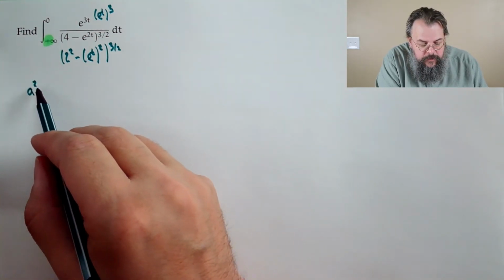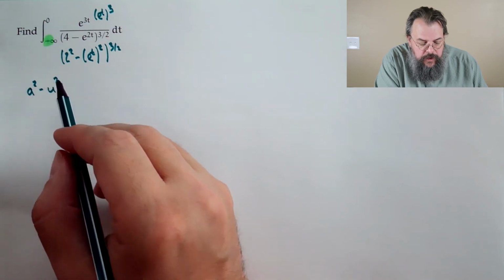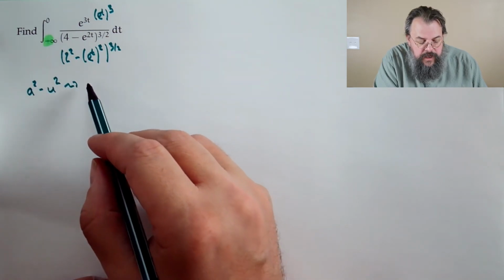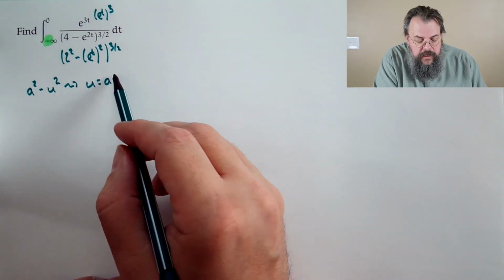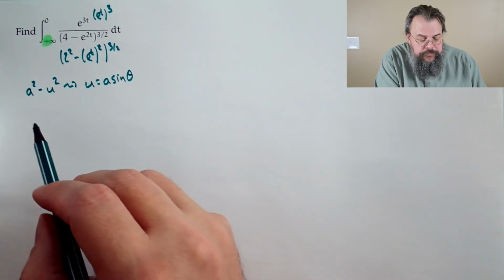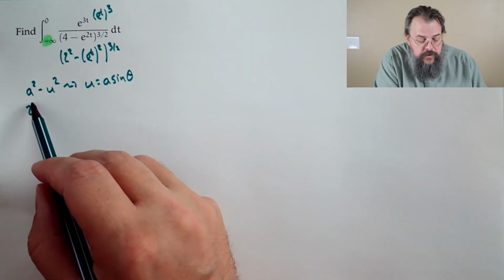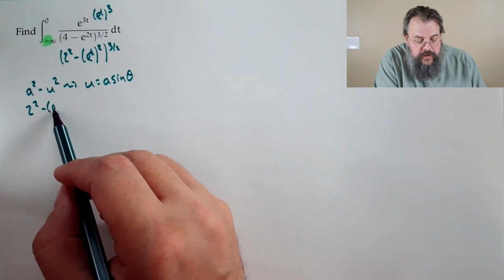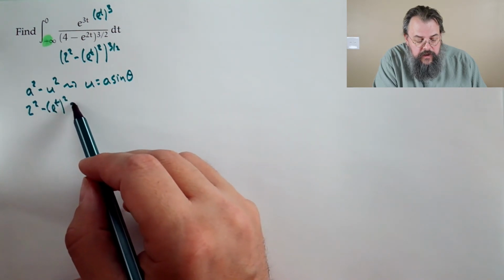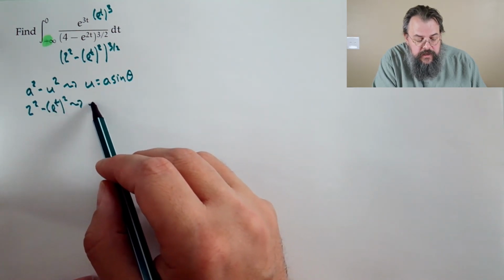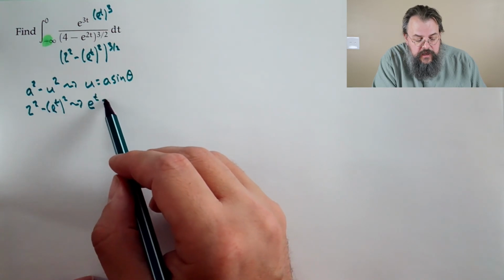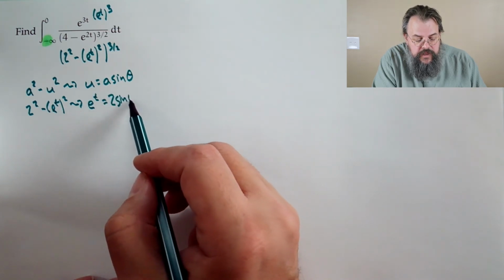Whenever we see an a squared minus u squared, our substitution to make is u equals a sine theta. Now in our case, 2 squared minus e to the t squared says, hey, the right substitution to make is e to the t is 2 sine theta.